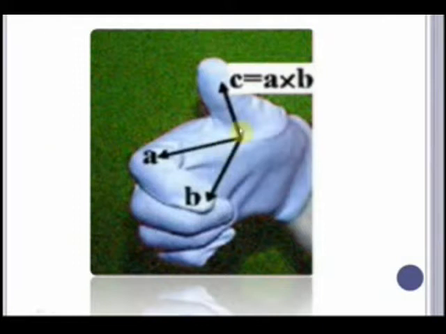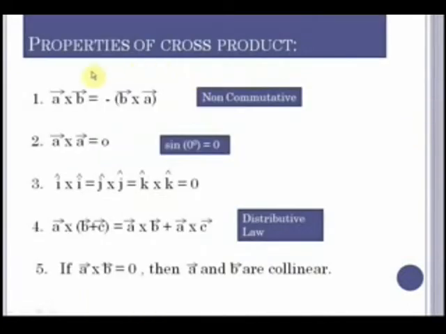As we can see, this is the figure which denotes A cross B. We curl our fingers from A to B, and the direction of the thumb gives us the direction of A cross B. Now let us try to understand some of the properties of cross product. The first is A cross B is equal to minus of B cross A. So we can say that it is non-commutative. Thus the cross product, unlike the dot product, is non-commutative.